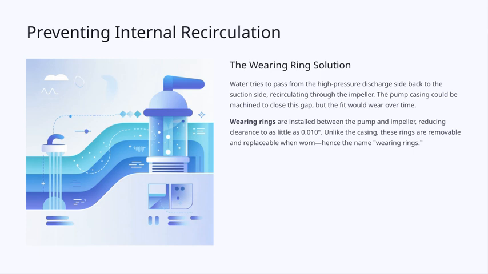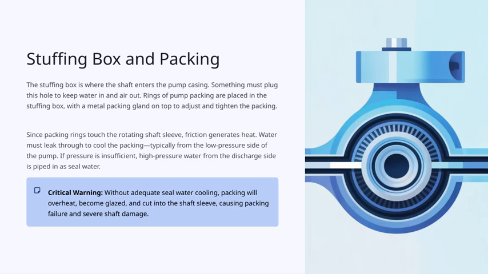What makes wearing rings particularly advantageous is that they are removable and replaceable when they wear out, unlike the casing itself. So, in essence, wearing rings act as a maintenance-friendly barrier to minimize recirculation, helping to maintain pump efficiency and extend the equipment's lifespan. This solution ties into our overall theme of optimizing pump performance through thoughtful design and maintenance strategies. Now, let's take a closer look at the stuffing box and packing.